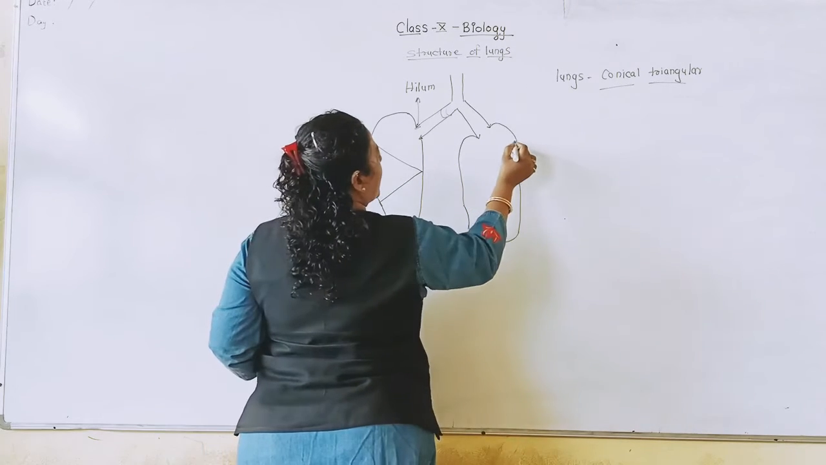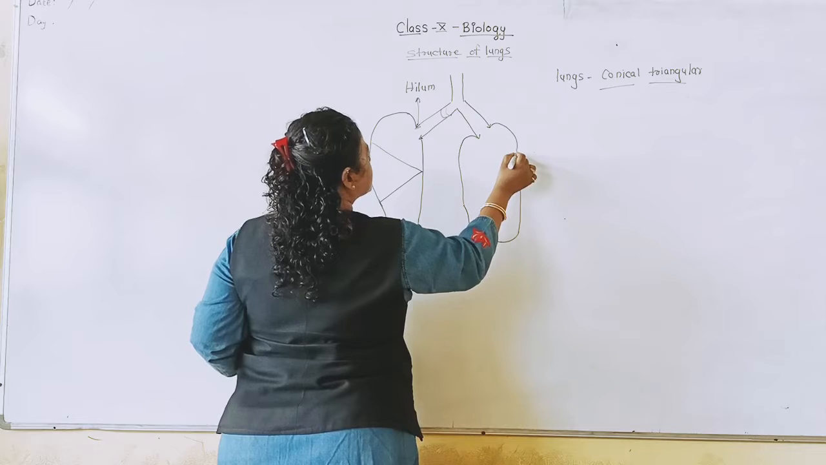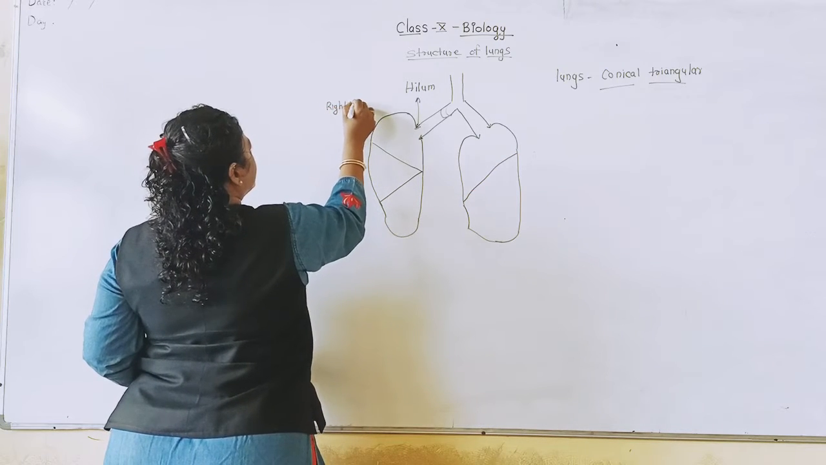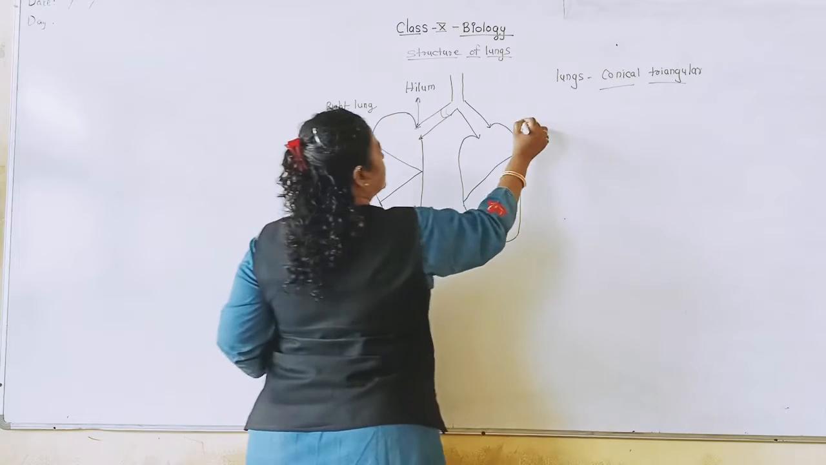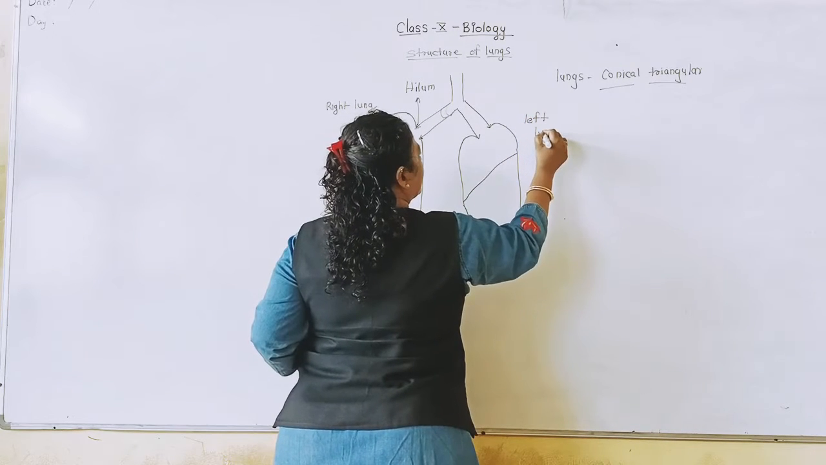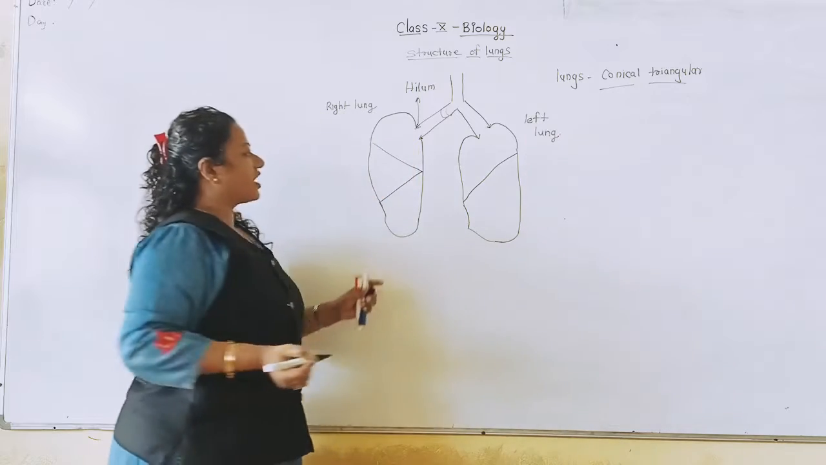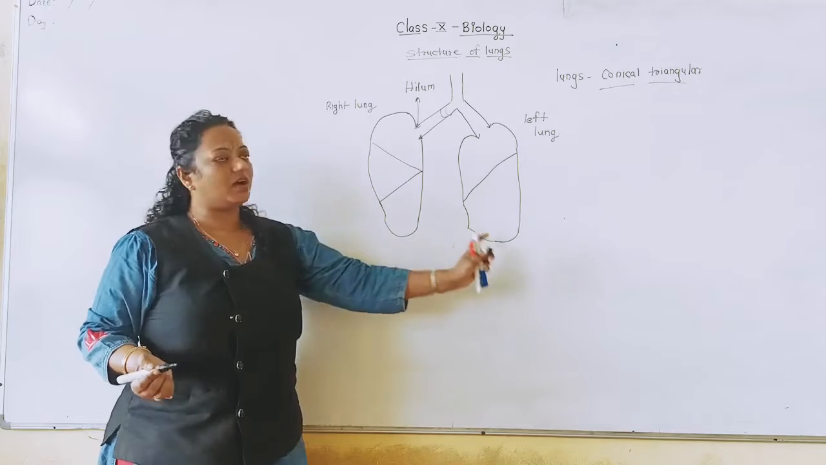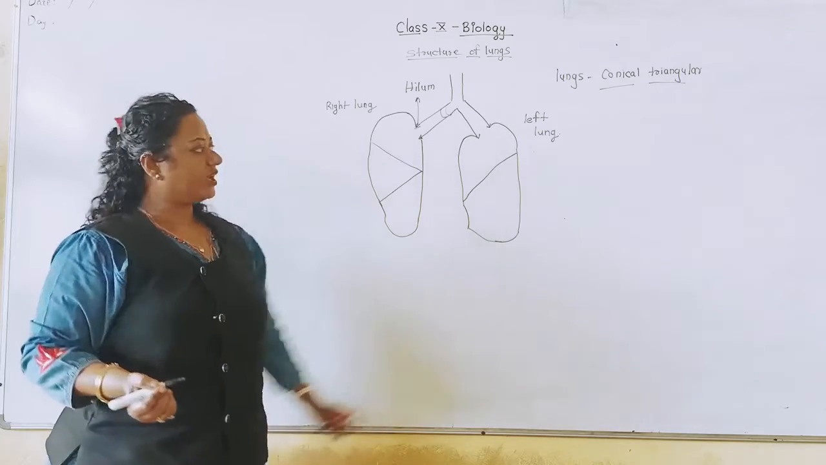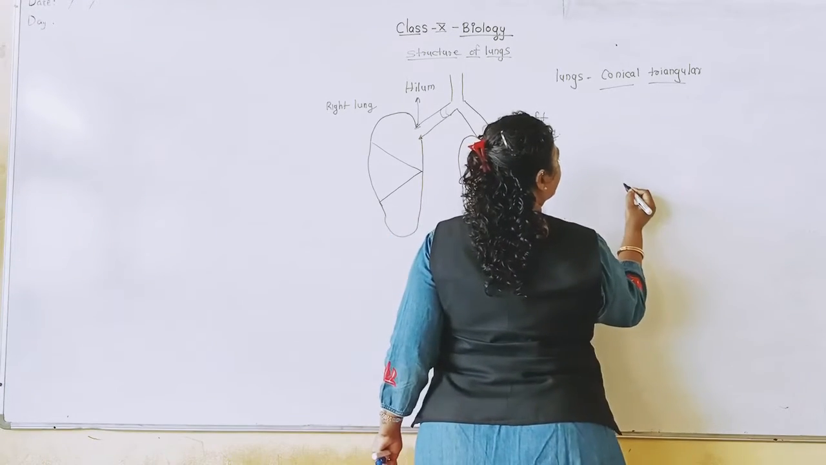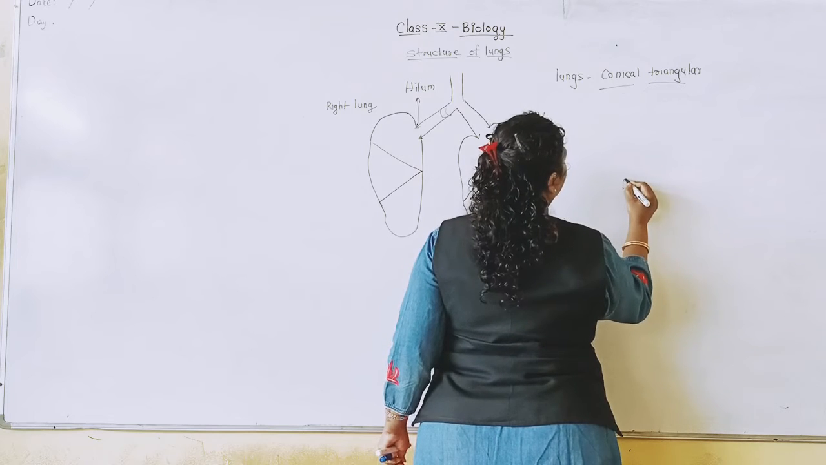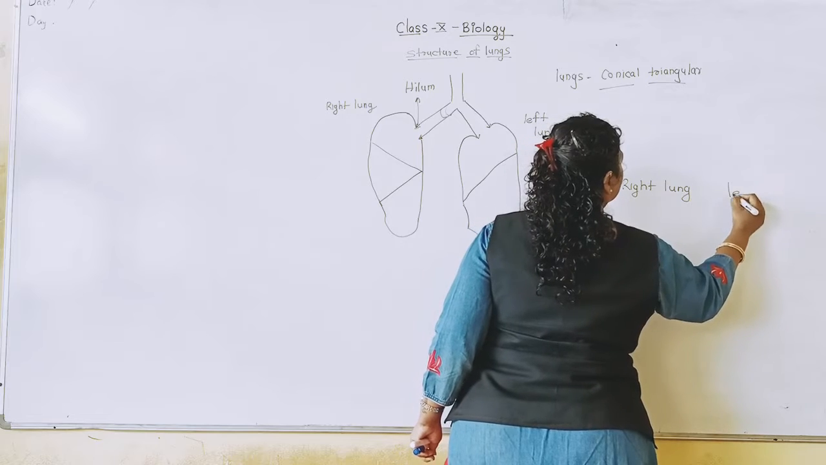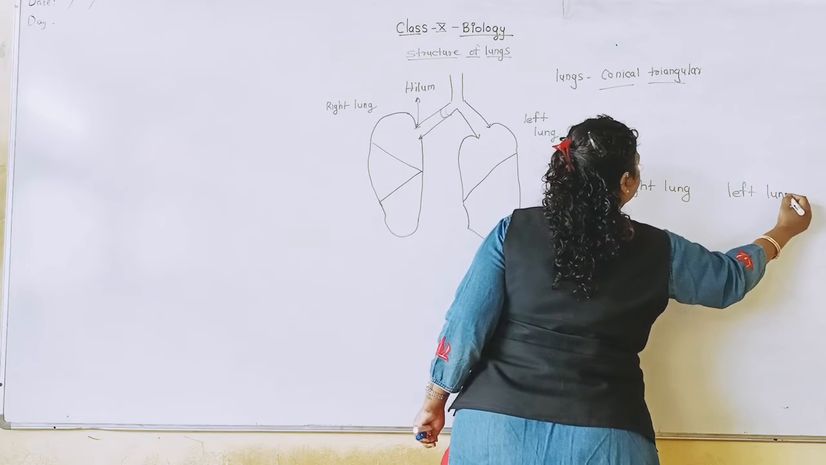This is the right lung. This is the left lung. Okay, students? And this right lung is a little bigger in size than the left lung, as I said yesterday. If I write the difference between the right lung and the left lung, we will get the difference immediately.